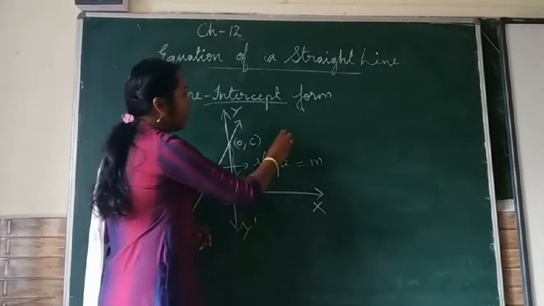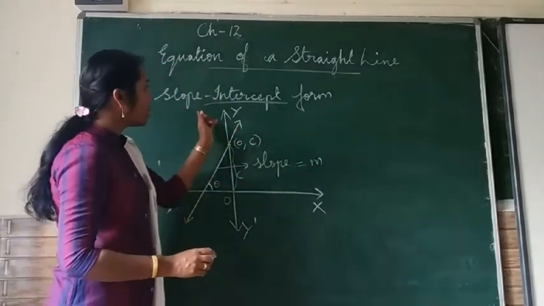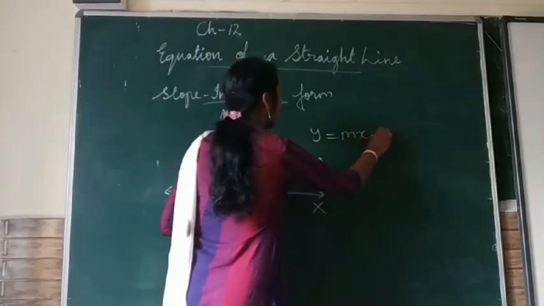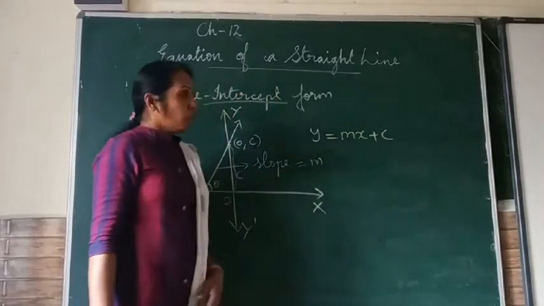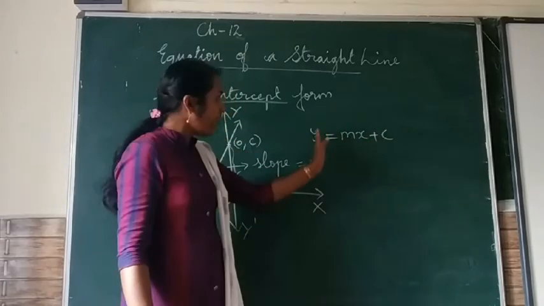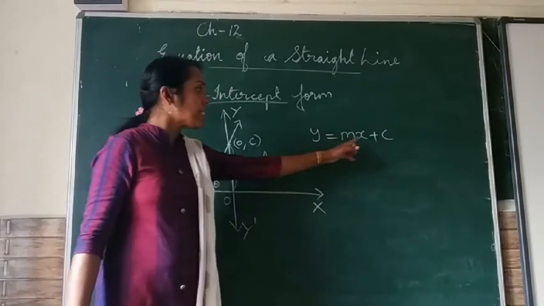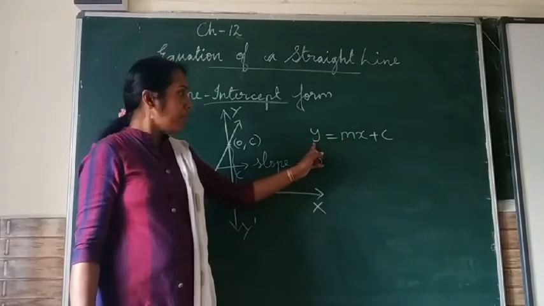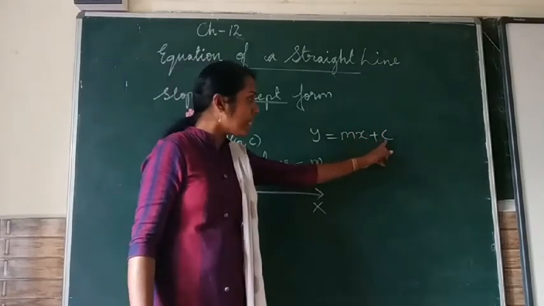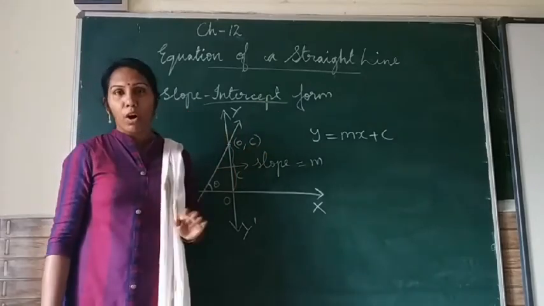So the equation of this line can be written in the slope intercept form as y is equal to mx plus c. So for a straight line, if the slope and the y-intercept are given, we can form the equation as y is equal to mx plus c, where x and y are variables and m and c are constants. That means m is the slope and c is the y-intercept. So this is the slope intercept form of the equation.